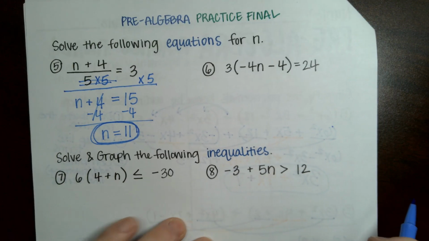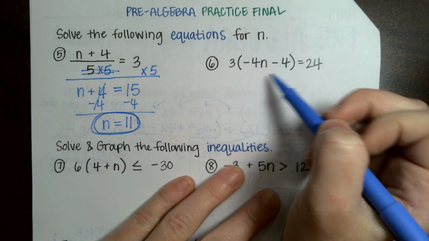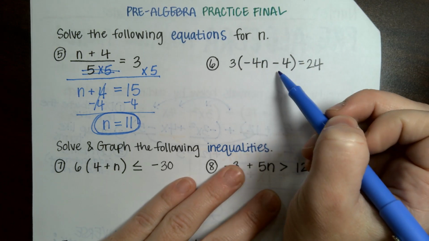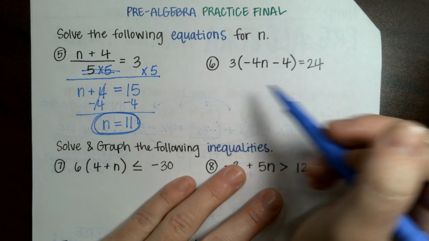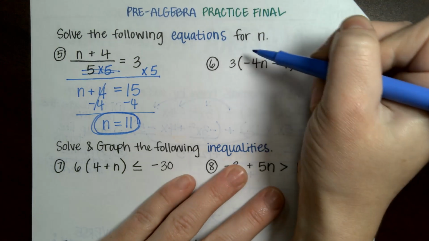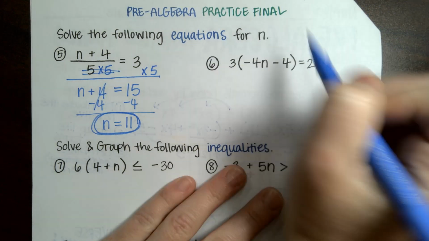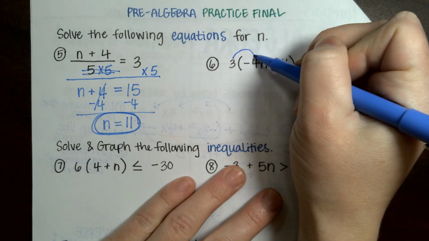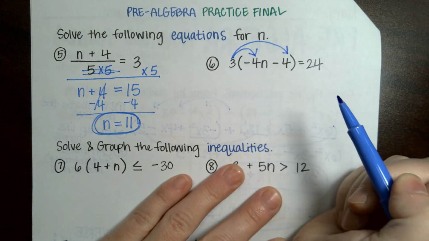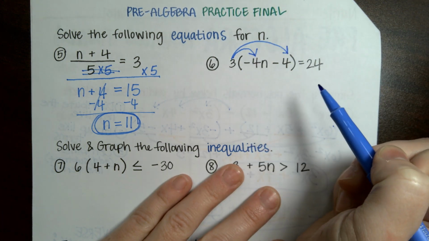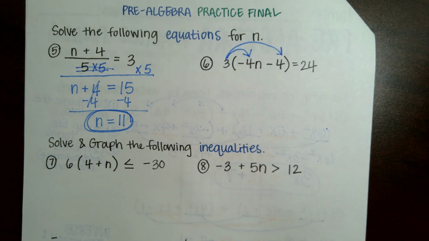Great. Let's do number 6. I've got 3 times the quantity negative 4n minus 4 is equal to 24. What do I need to do? Yeah, there's 2 options. You're right, Deanna. So I heard somebody say distribute, so you could multiply 3 times negative 4n and 3 times negative 4. What's your other option? Divide by 3. Yeah, you could just divide by 3. So we'll do it both ways.